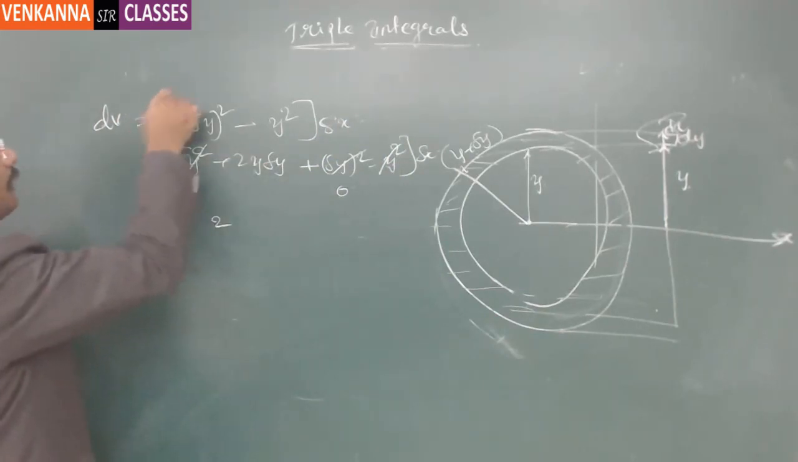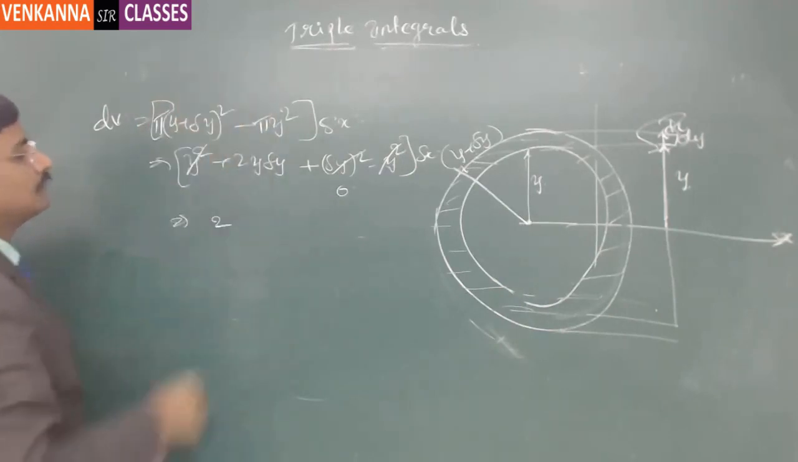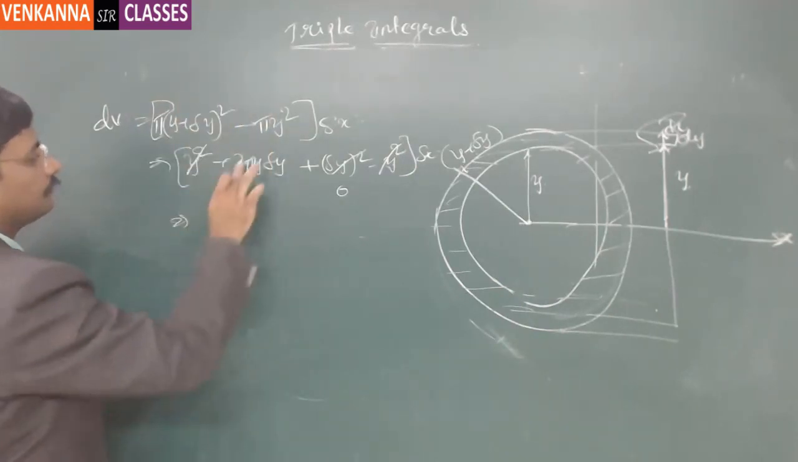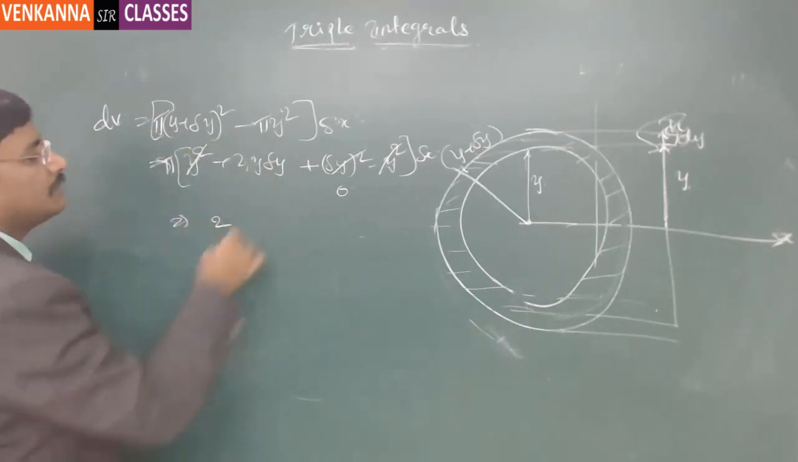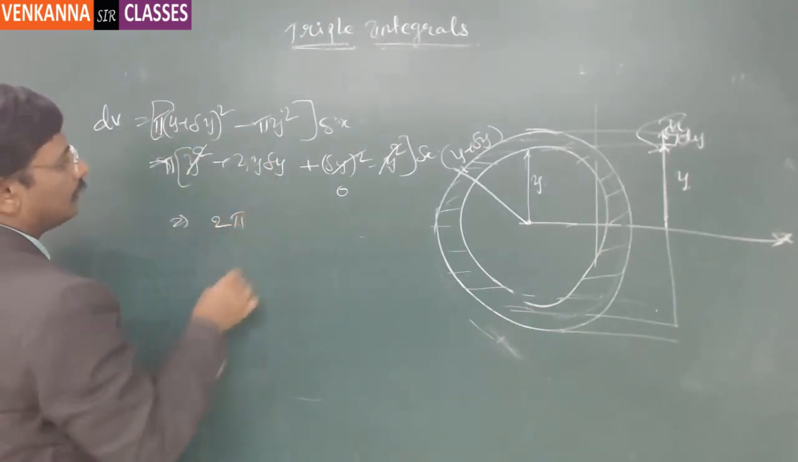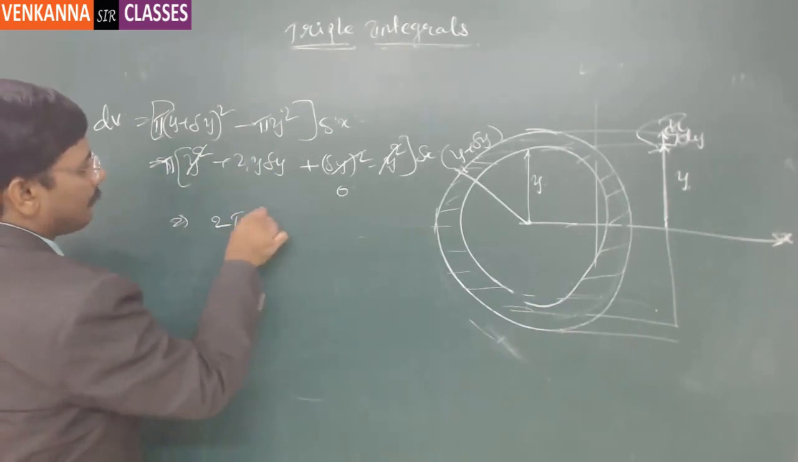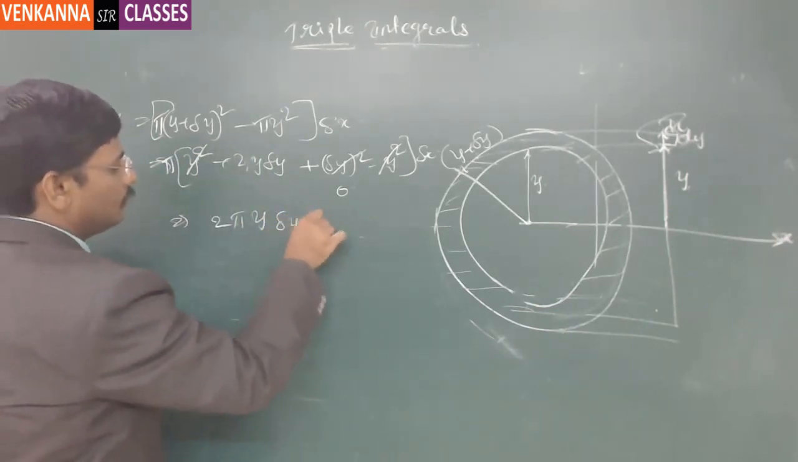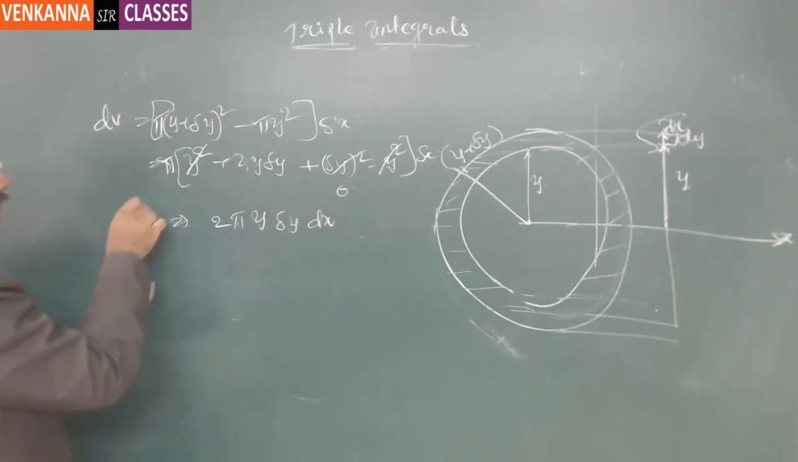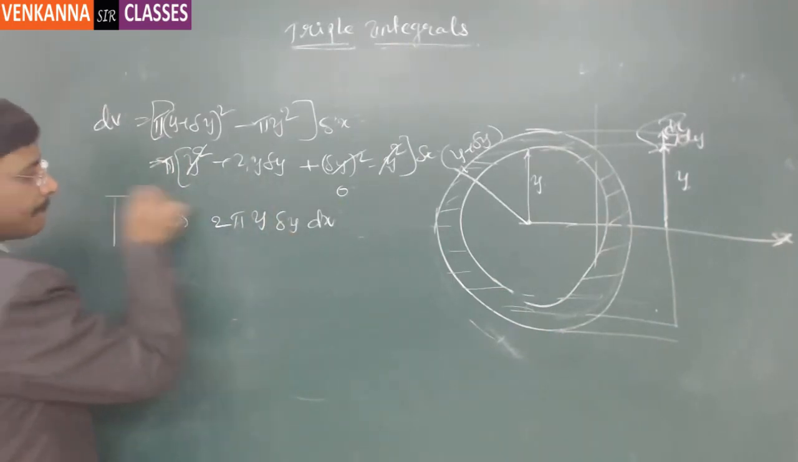Then delta y square is negligible and the y square terms cancel out. Sorry, this is pi, and I will take pi outside. So this will be 2 pi y into delta y into dx. So this is nothing but dV.